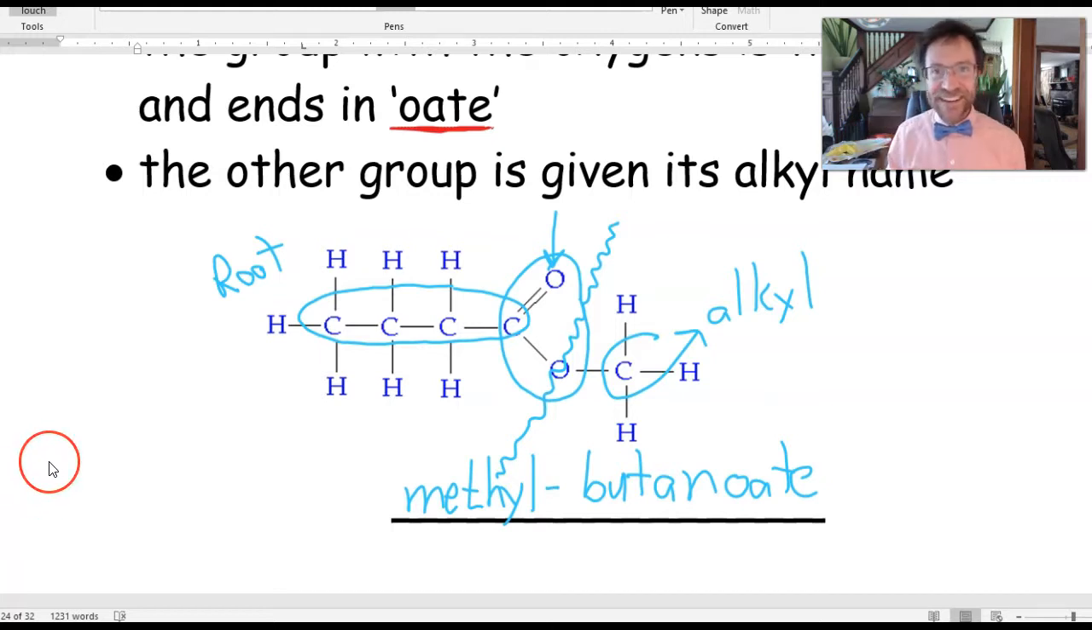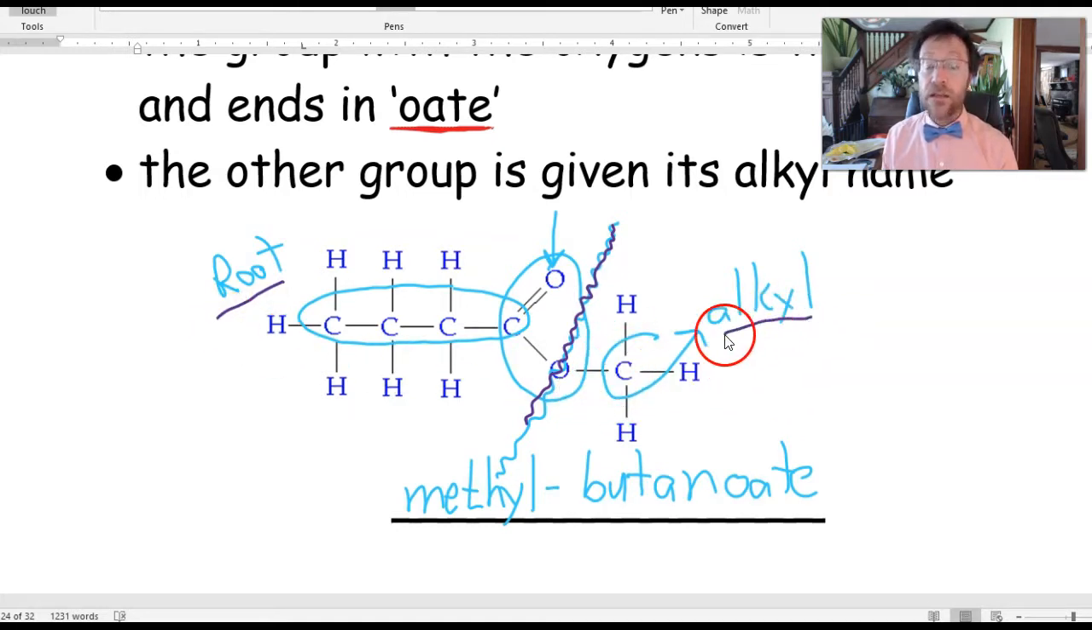Quick review, because it's so easy. What we're going to do is look at the structure, and the first thing we're going to do is cut it in half right along the oxygen. The side that has the double bonded oxygen is going to be our root, and the side without the oxygen is going to be our alkyl group. Got it? Also, fun fact, the reason why we call this the root is that the side with the double bonded oxygen used to be the acid, and the alkyl group is the one that used to be the alcohol. How do you know? Well, acids are the ones with the double bonded oxygens, not the alcohols.